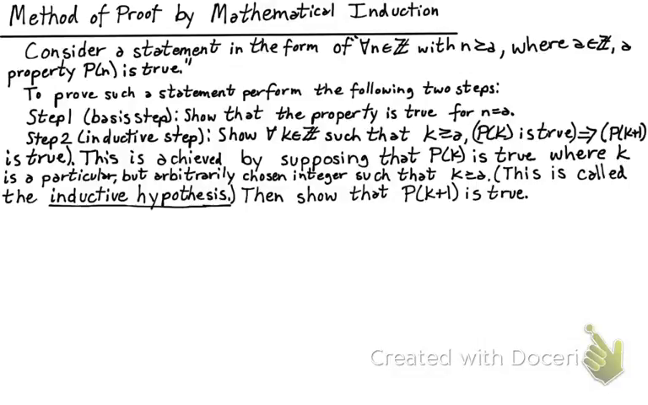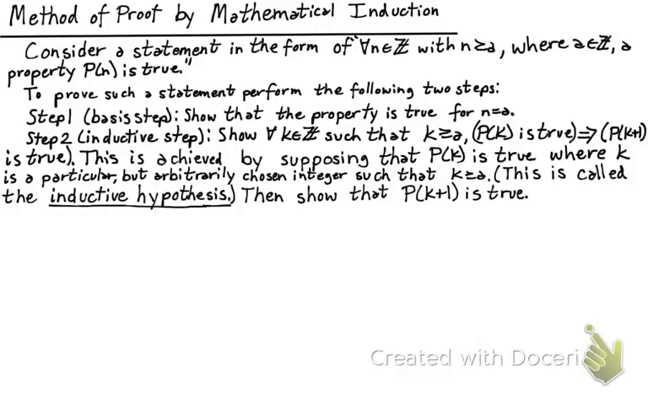So the method of proof by mathematical induction says you consider a statement in the form of: for all n elements of the integers with n greater than or equal to a, where a is an element of the integers, a property P of n is true. So for instance, well, we'll go through some for instances today. And to prove such a statement, you perform the following two steps.